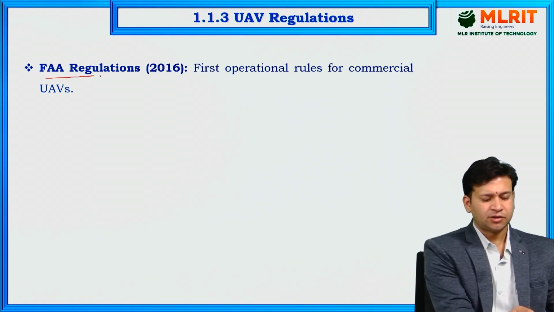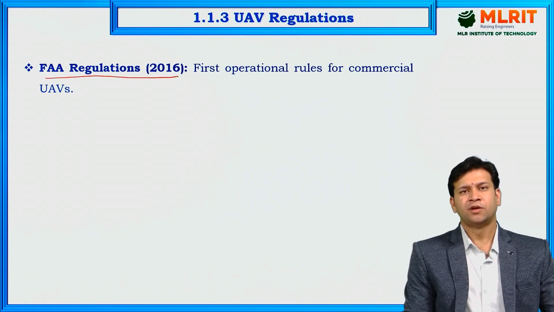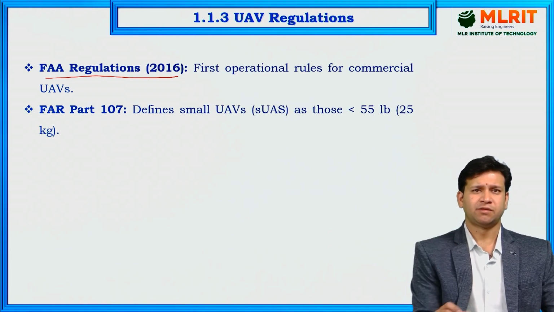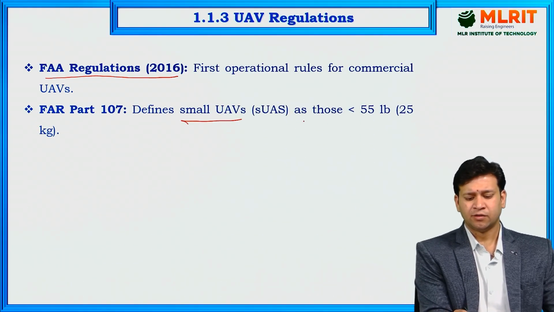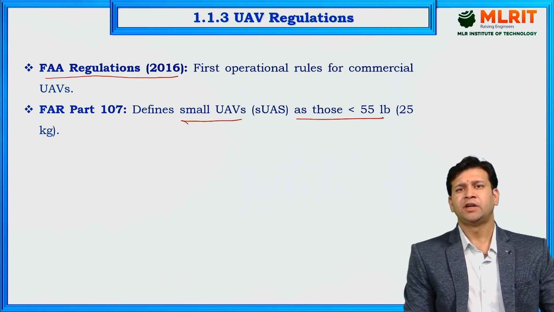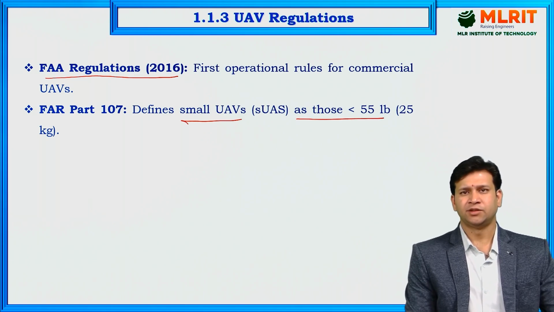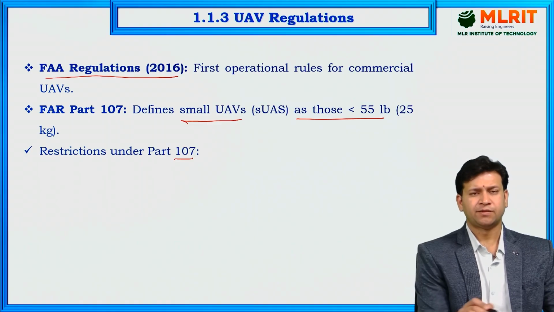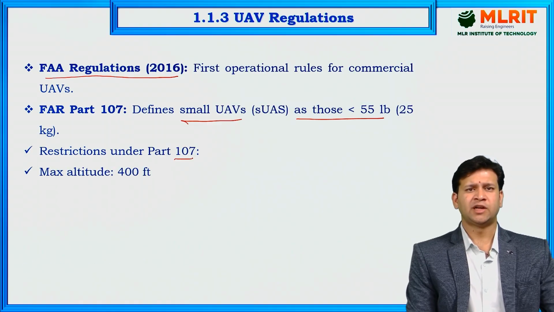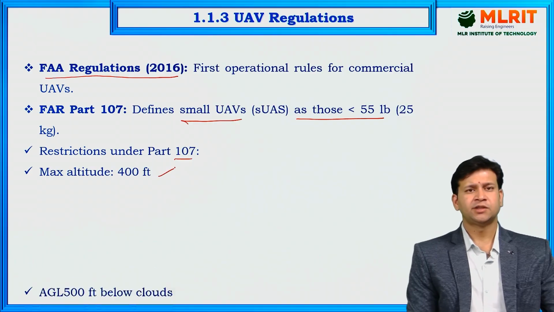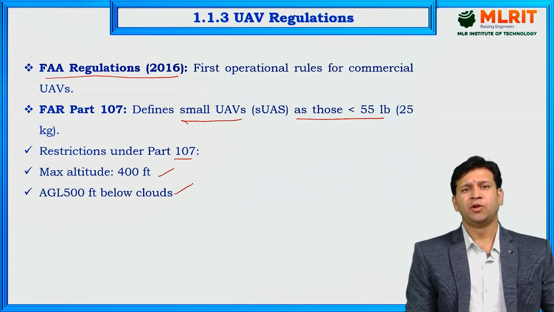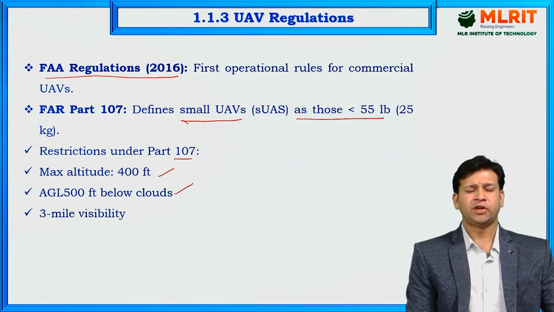FAA Regulations 2016 was the first operational rules for commercial UAVs, and FAR Part 107 defines small UAVs which are less than 55 pounds or 25 kg. These restrictions are under Part 107. It should have a maximum altitude of 400 feet above ground level, and it should be 500 feet below the clouds, and it should have a 3-mile visibility.